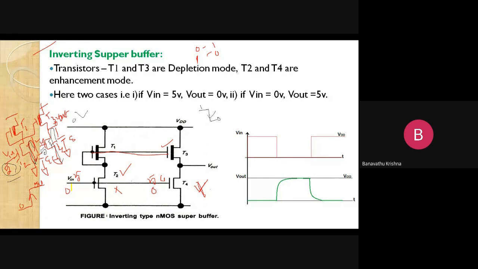Now, whatever the value here, the load capacitance is going to be charged through this T1. Likewise here also it charges through T3. So in this case, the capacitor is in charging mode. In which region is the transistor T3 going to be operating? Let us see the point here.